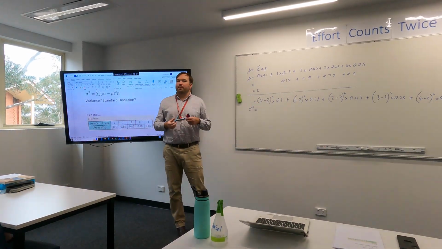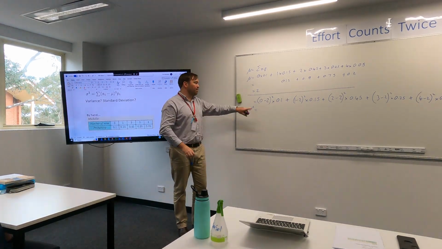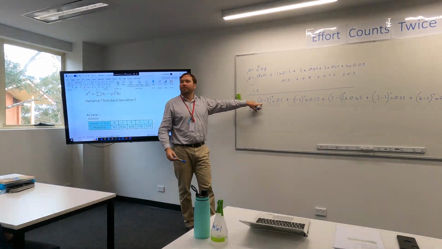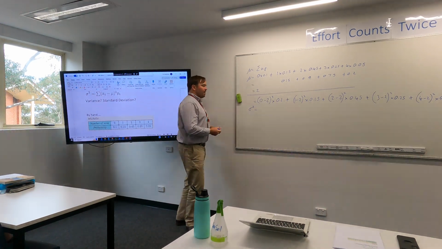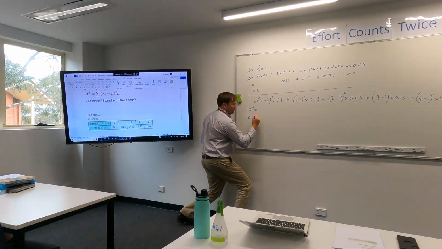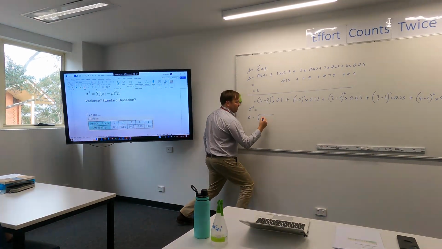Variance equals some number. I'm confident you can all put that in your calculator if you're forced to. That's variance, and then if you wanted standard deviation, it's just the square root of whatever was above.